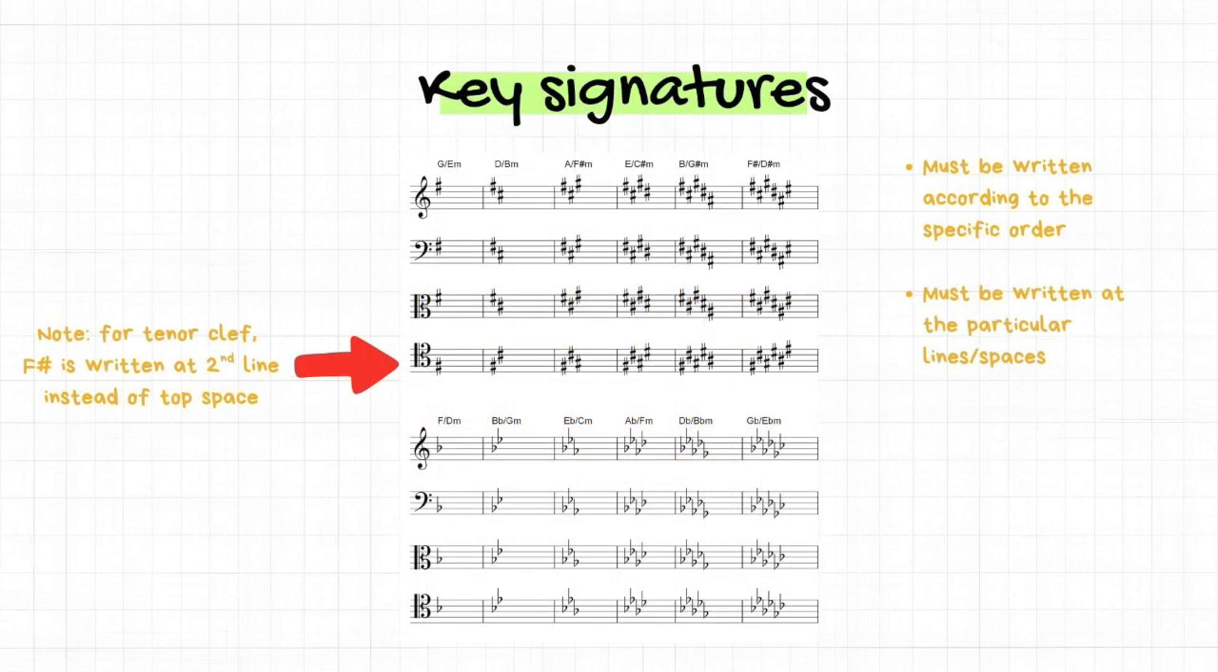And here are the key signatures of all 12 majors and minors. They have to be written according to the specific order, and it has to be written at the particular lines or spaces. For tenor clef, the F sharp is written at the second line instead of top space.